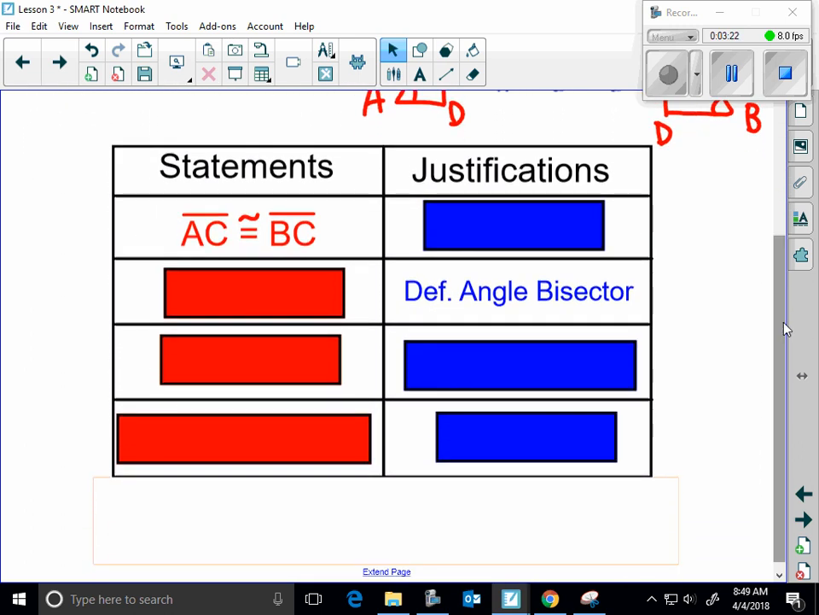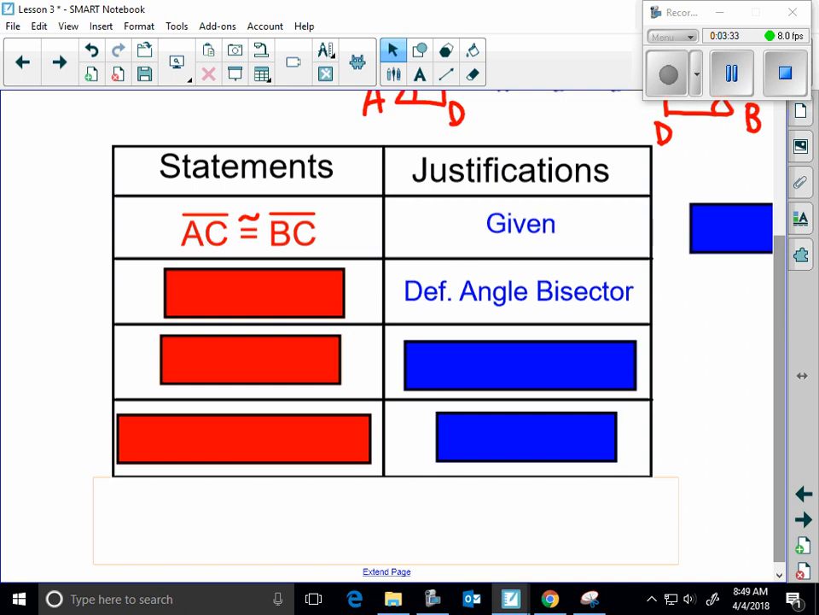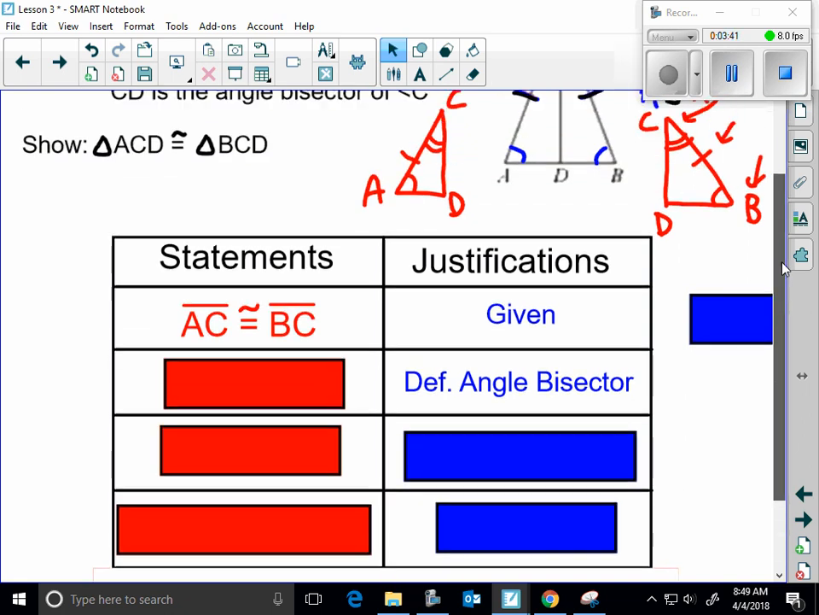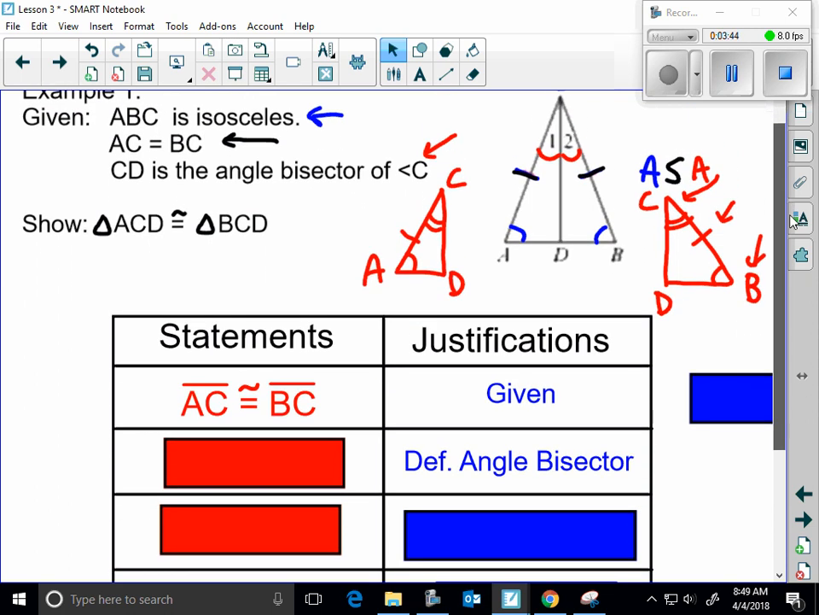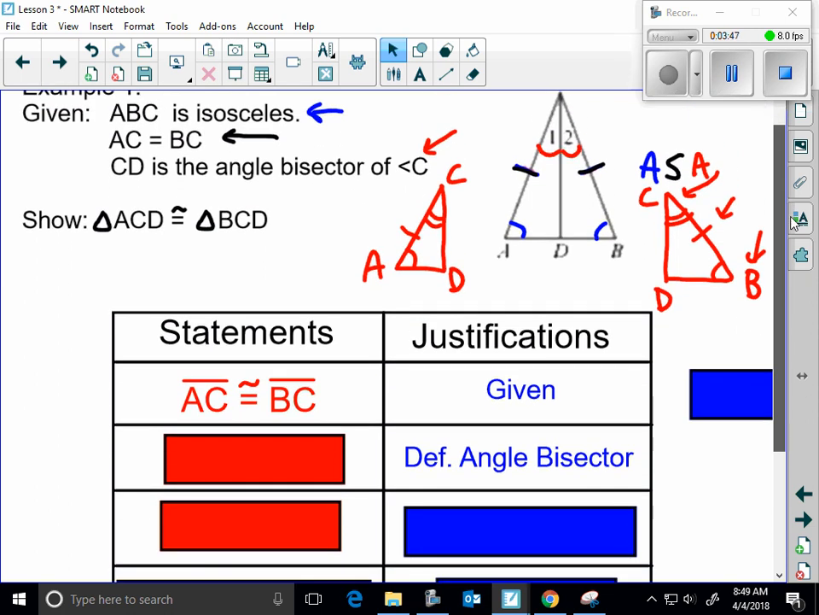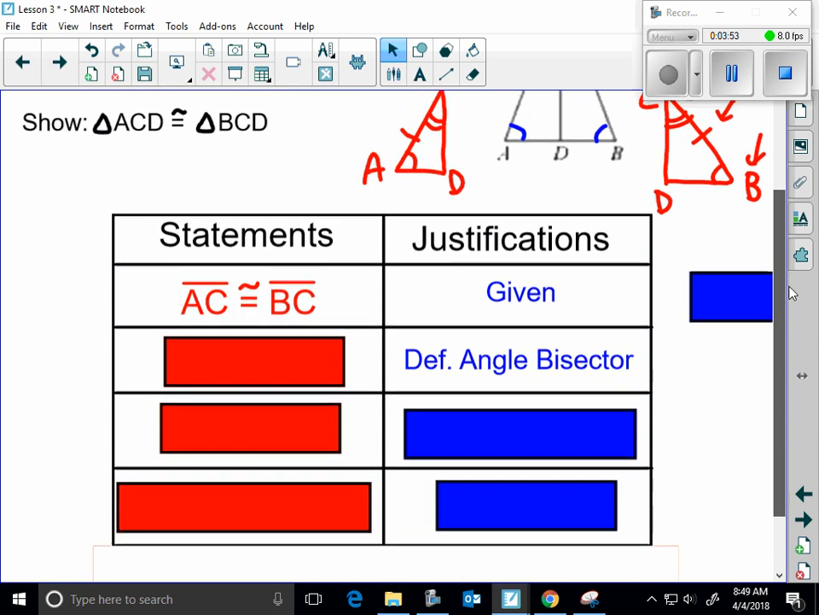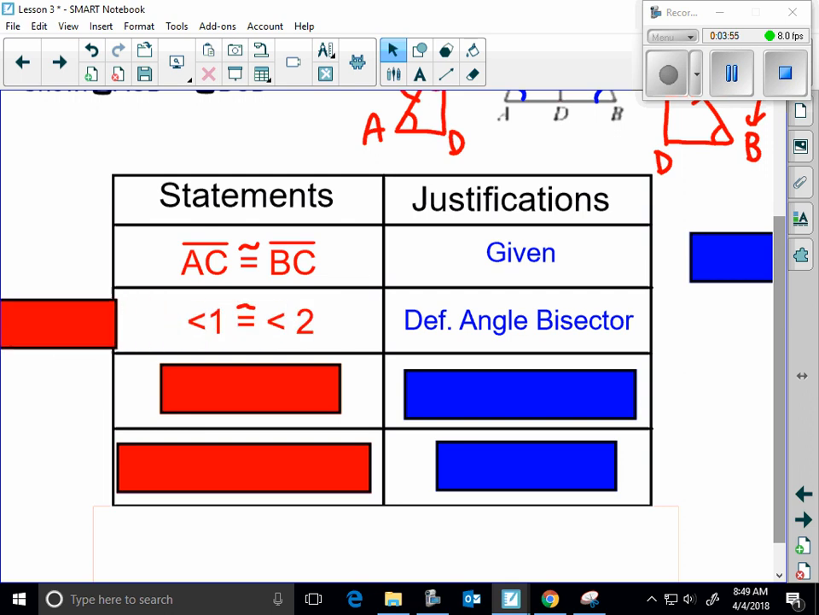The first statement you always want to put in there is what you know, what you're given. We're given that AC is congruent to BC. How do we know? Because it's given. Always put your givens first, okay? I gave you a little hint on the next one. Definition of angle bisector. Well, what do we know based on that? What 2 angles do we know are congruent due to an angle bisector? Angle 1 and 2. So our next statement would be angle 1 and angle 2 are congruent by the definition of the angle bisector.